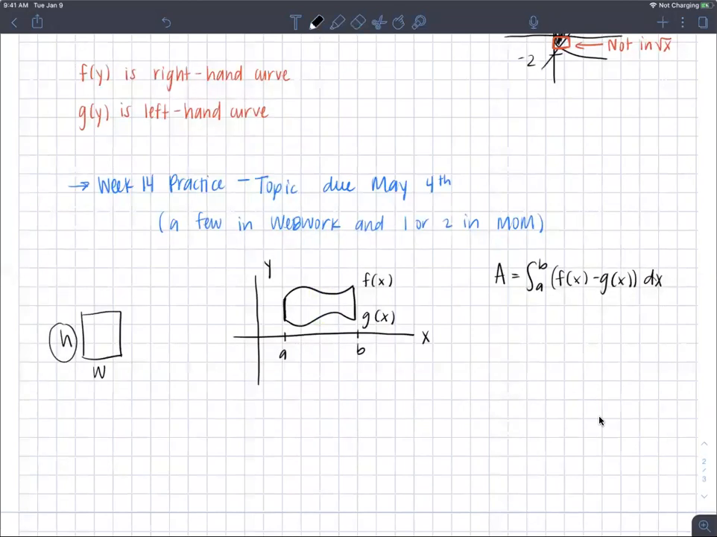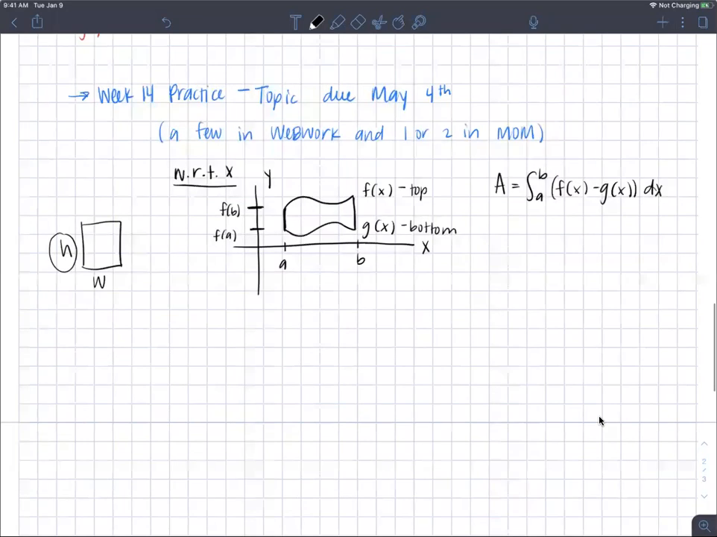And the way you get positive values is by doing the bigger number minus the smaller number, where you have f of b minus f of a. And so that's why the top function is f when you're integrating with respect to x. So this is with respect to x. Then f of x is the top and g of x is the bottom.